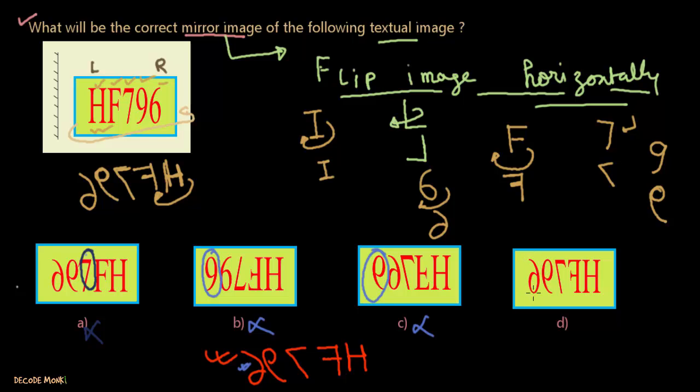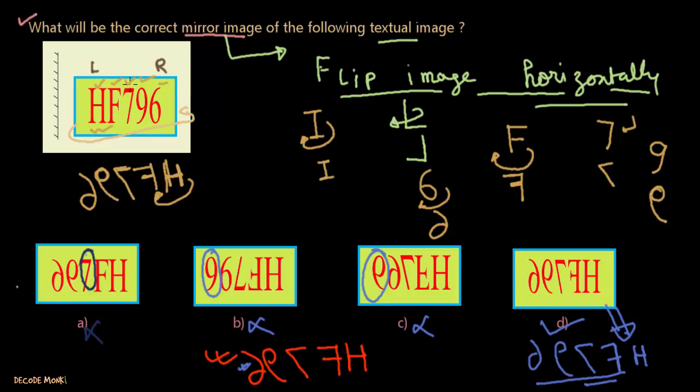Let us check. Yes, 6, 9, flipped 7, flipped F and H. Yes, this is exactly like the image we have found. So option D is the right answer.